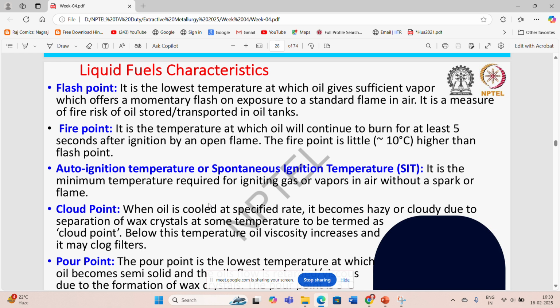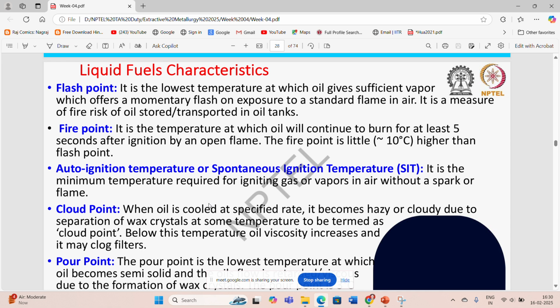Flash point is defined as the lowest temperature at which oil gives sufficient vapor, which offers a momentary flash on exposure to a standard flame in air. It is a measure of fire risk of oil stored or transported in oil tanks. So when we are transporting, we provide some extra pressure on the liquid so that it cannot react with the air and cannot get vaporized, and get out from the oil tanks or storage tanks. That thing we have to keep in mind.